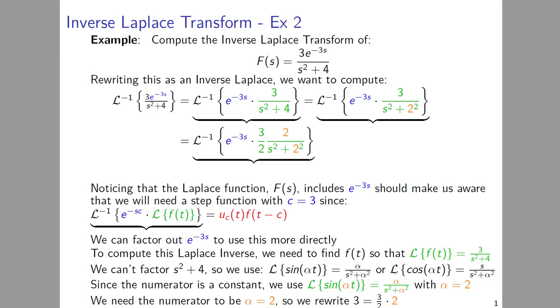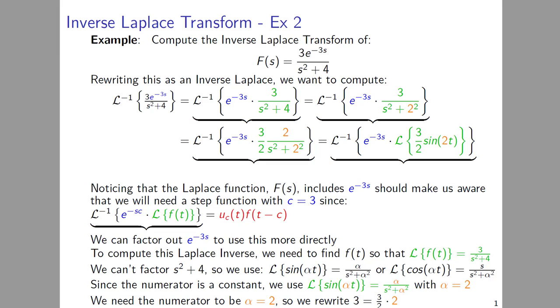To adjust for this and get a numerator of 2, we will rewrite 3 as 3 halves times 2. And we can factor 3 halves out of that fraction. So we have the Laplace inverse of e to the negative 3s times 3 halves times 2 over s squared plus 2 squared. And since 2 over s squared plus 2 squared is the Laplace transform of sine of 2t, we can rewrite this as the Laplace inverse of e to the negative 3s times the Laplace transform of 3 halves sine 2t.